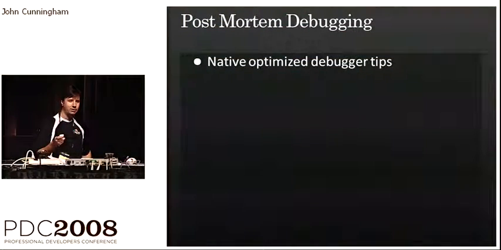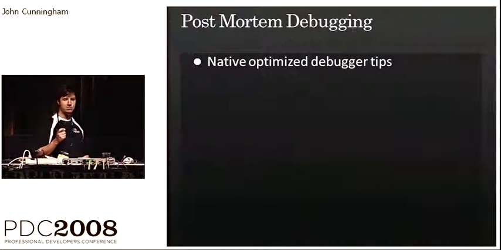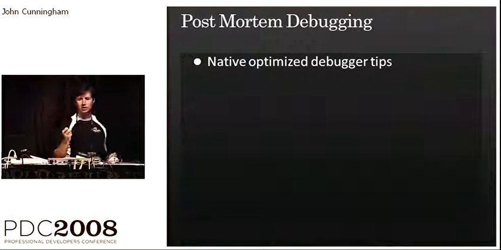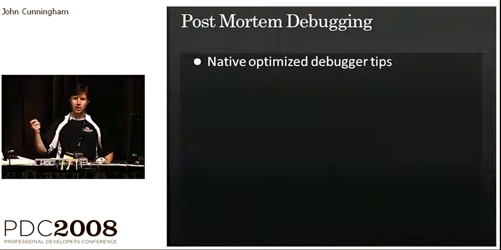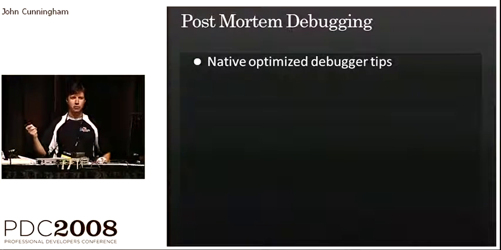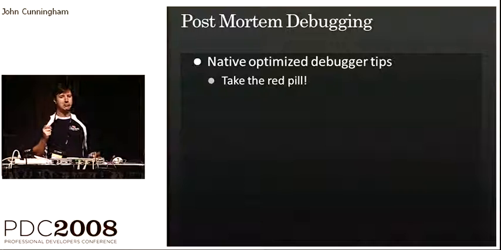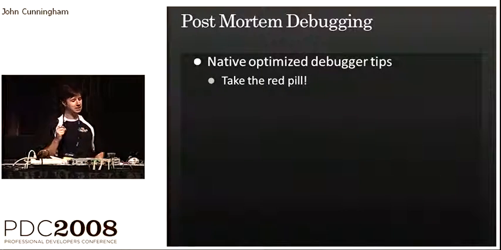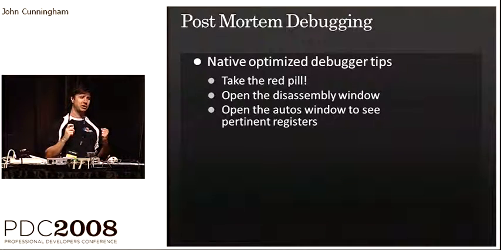When you're post-mortem debugging, I want to just quickly touch on native optimized debugger tips there. You're always going to end up doing some level of optimized debugging because your crash dumps are coming in from the wild and it's your fully optimized code that's out there. My biggest tip is take the red pill. Don't take the blue one, take the red one. It's the real world of what's really going on.